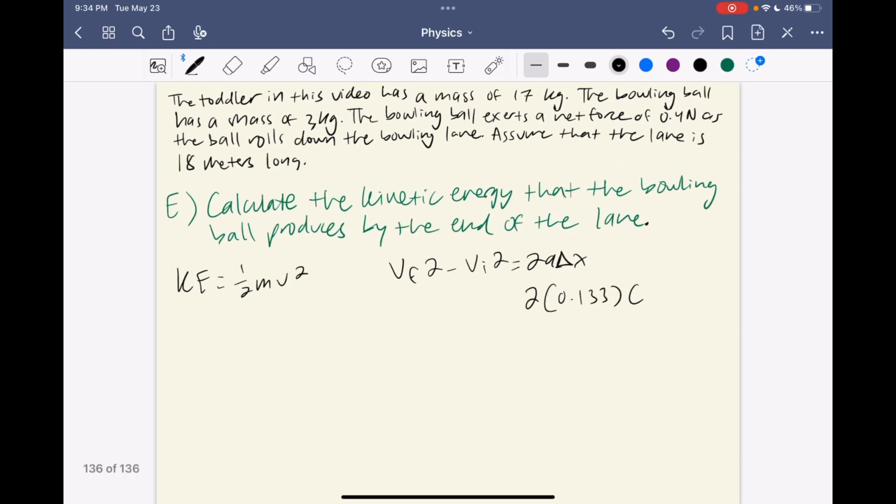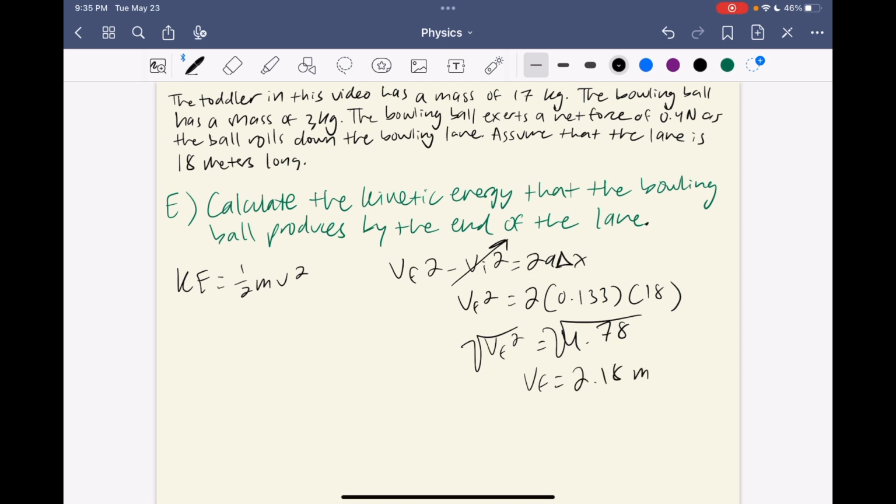And the total distance that the bowling ball travels is 18 meters. We know that the bowling ball starts from rest, so we can just cross that out. And from there, we can just continue our calculations. So this side is 4.78 VF squared, and we want to square root both sides to isolate for VF. So the square root of 4.78 is 2.18 meters per second. So that's the velocity of the bowling ball once it hits the end of the lane.